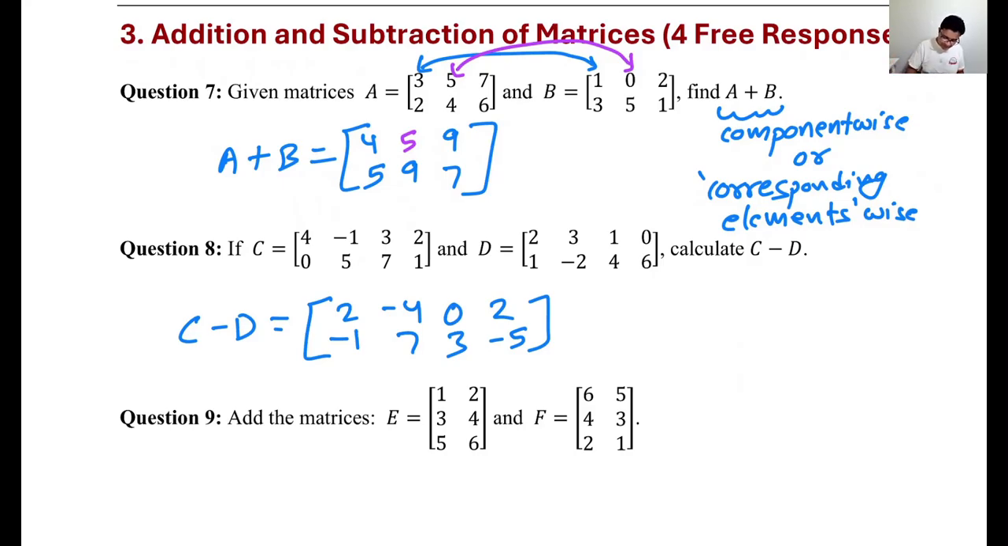But for example, in the case of question number 7, if the matrix B was just 1, 0, and 3, 5, then you cannot add A and B. It's not like you can add only the first 4 components and leave the last column as it is. It's not like that. So if this was the case, we would say not compatible for addition or subtraction.